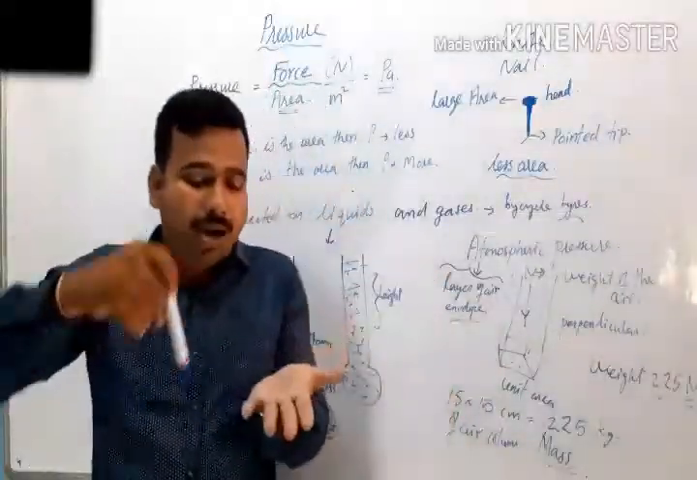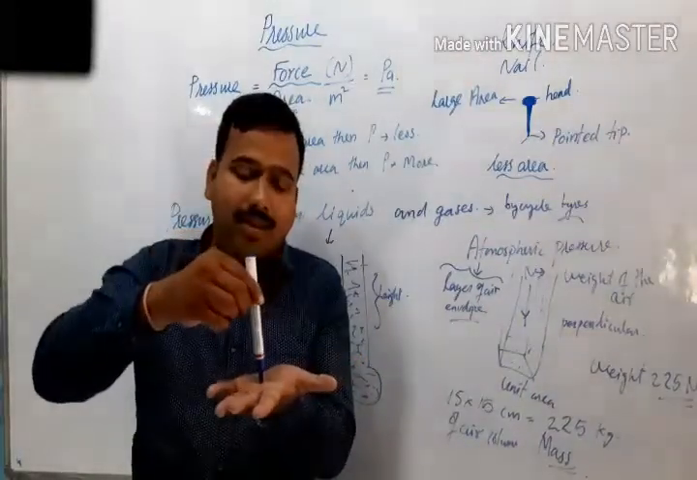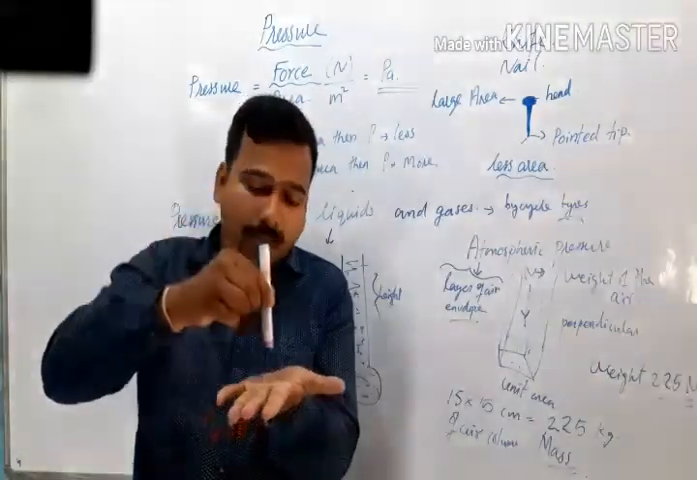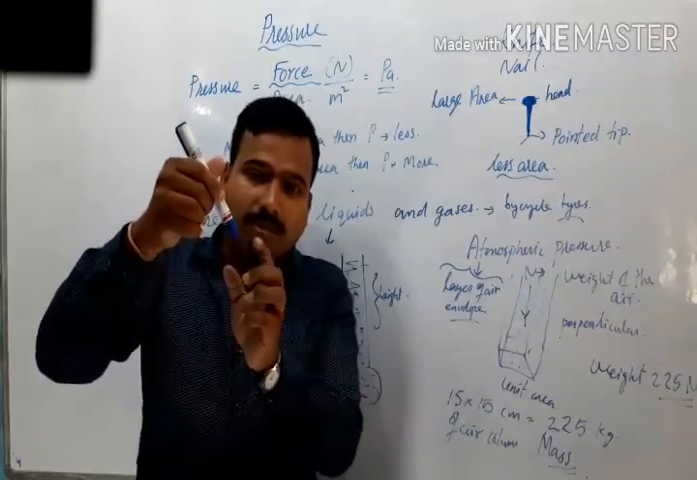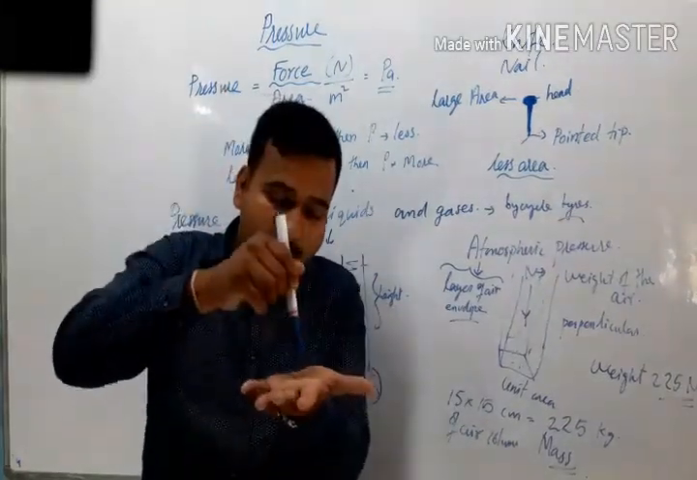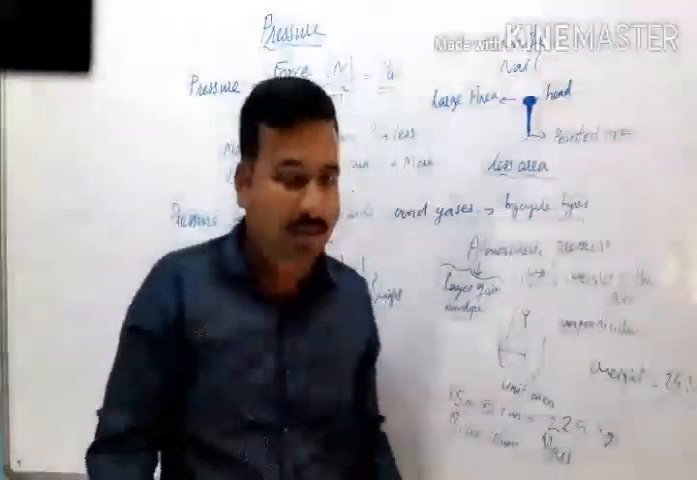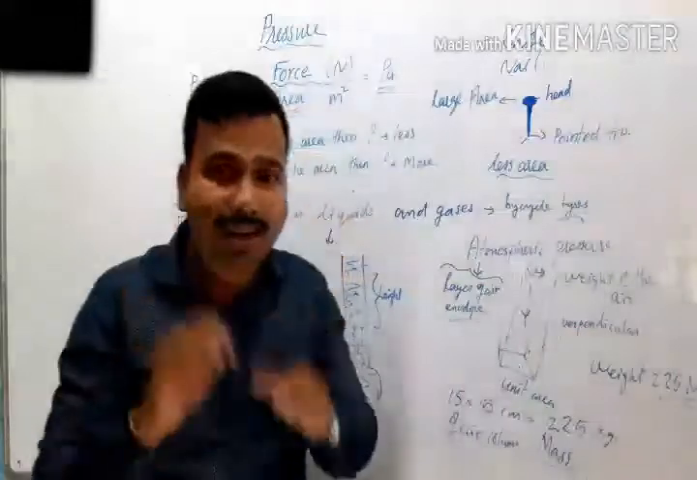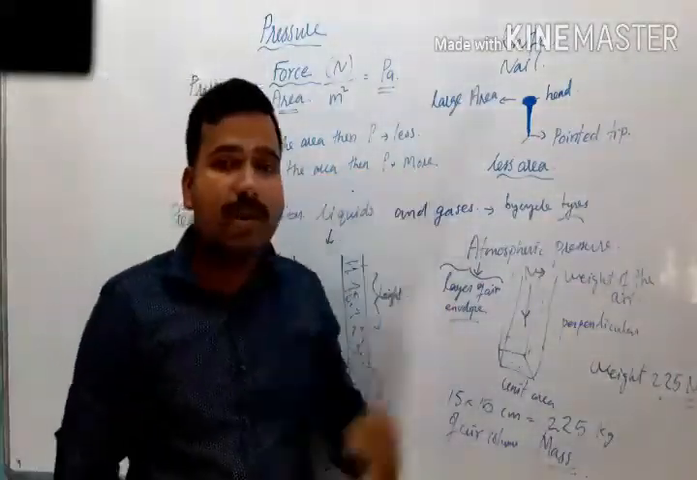Suppose I open my palm and place this marker exactly like this. Now the marker is perpendicular to my palm. When I press this sharp pointed end on my palm, what happens? I will experience more pressure, because the area is less. So if the area is less, then the pressure will be more.